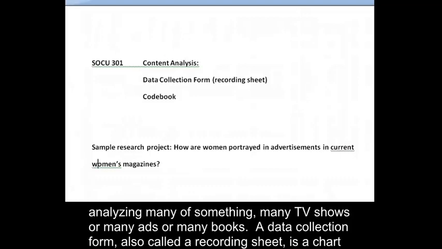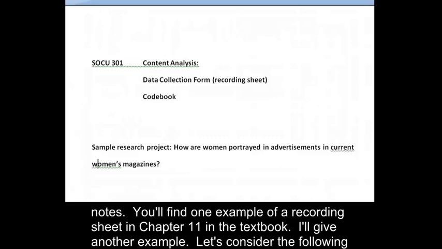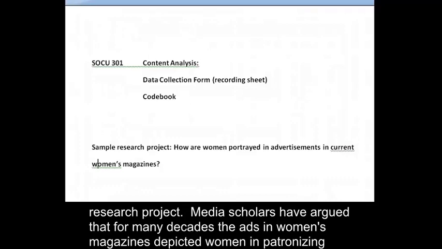A data collection form, also called a recording sheet, is a chart or table that lets you easily write down your observations as you perform your research, instead of having to take pages and pages of notes. You'll find one example of a recording sheet in Chapter 11 in the textbook. I'll give another example. Let's consider the following research project.